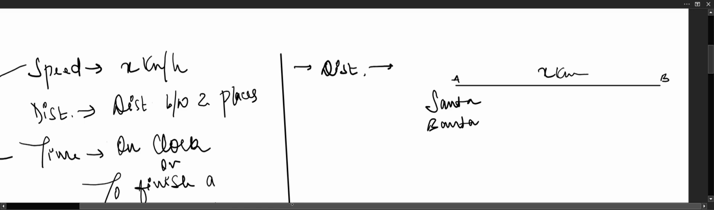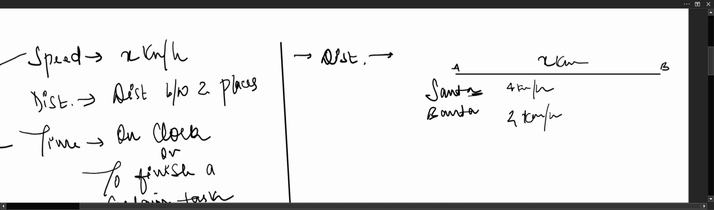So Santa with his cycle can travel with a speed of, let's say, 4 kilometers per hour. And Banta with his cycle can only travel with the speed of 2 kilometers per hour. Santa takes 15 minutes to cover the distance between A and B, and Banta takes 30 minutes to cover the distance between A and B.